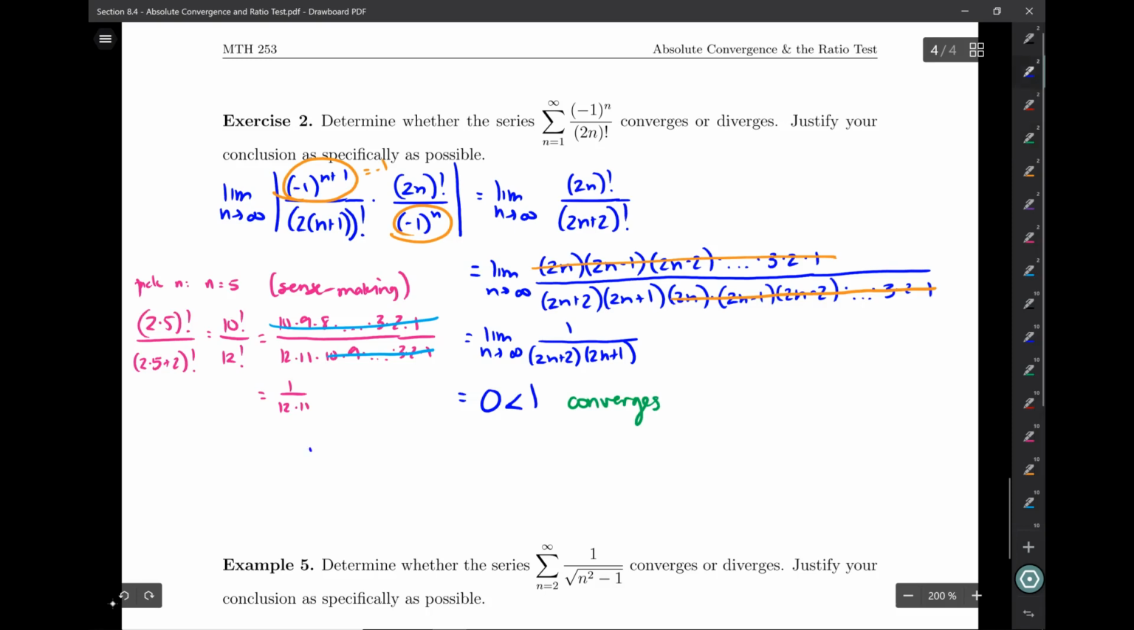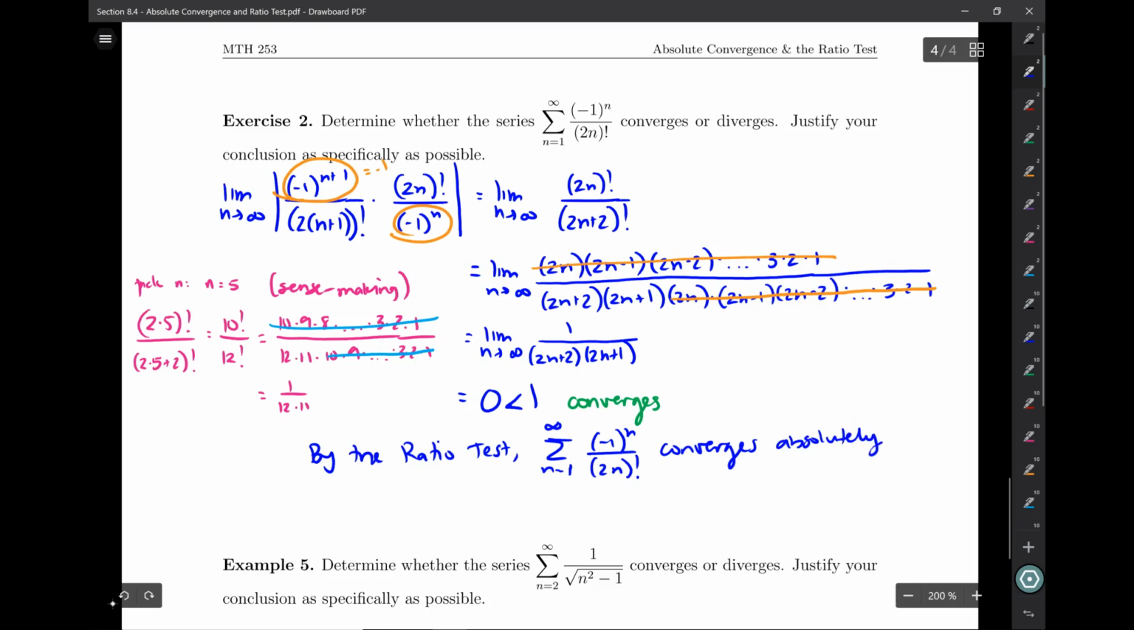So we just want to do some sort of conclusion, something along the lines of, by the ratio test, this series, negative 1 to the n over 2n factorial, converges, and I'm going to actually go one step further and say that it converges absolutely.